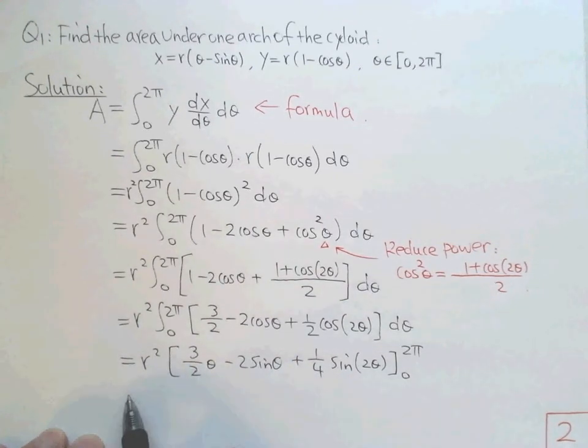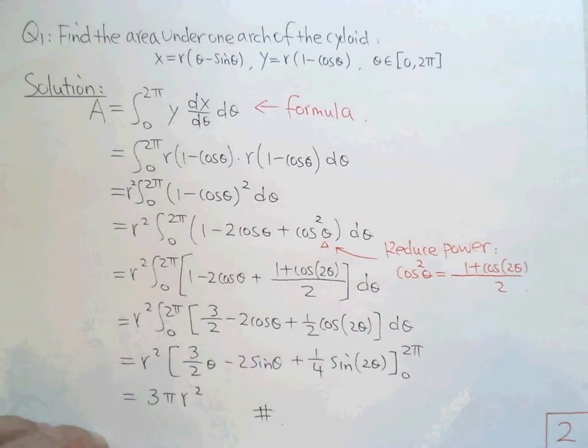Plug in all these special values and simplify. What do you get? We get 3 pi r squared as the answer. That's all. Thank you.